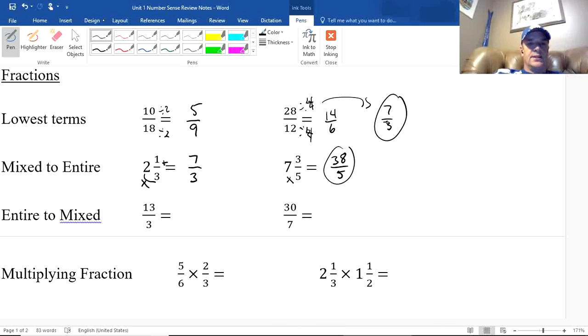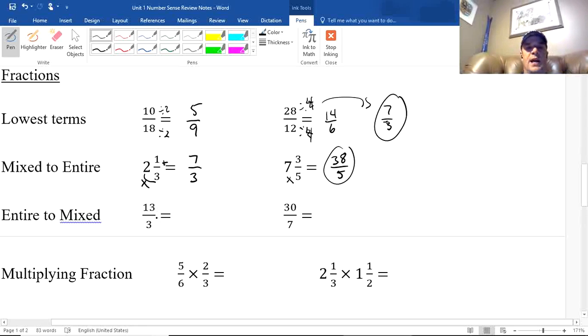Here's an example where we have an entire fraction and we want to change it to a mixed fraction. If you want to do that, how many times will 3 go into here? Well, 3 times 4, if you know your times tables well, is 12. So I can subtract 12 out of there. I put the 4 here, I subtract 12 off of here, and that leaves me with 1 and 1 over 3.